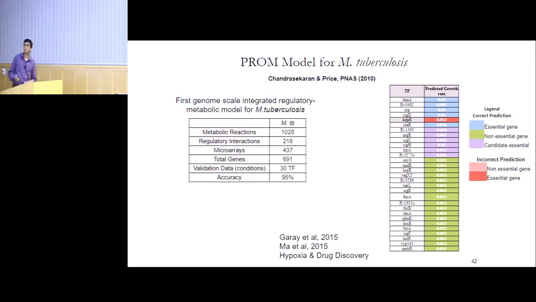So this was published in 2010, and a lot of other groups have now taken this PROM model and expanded it. So they have built larger models for tuberculosis. They also use this to understand hypoxic response for MTB. Adaptation to hypoxia is important in this context because the bacteria need to survive in intracellular conditions where there is lack of oxygen. And so other groups have also identified drug targets using PROM.